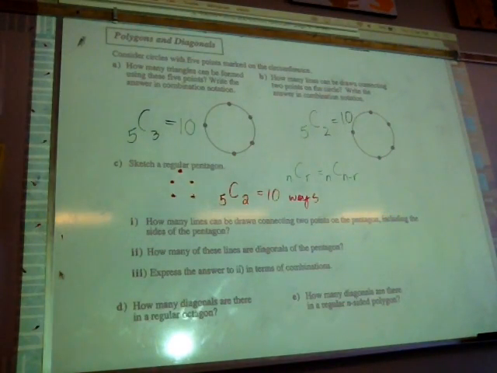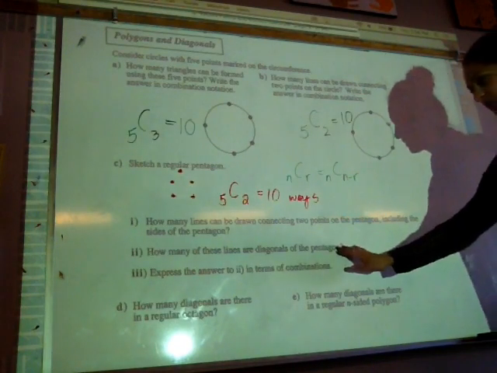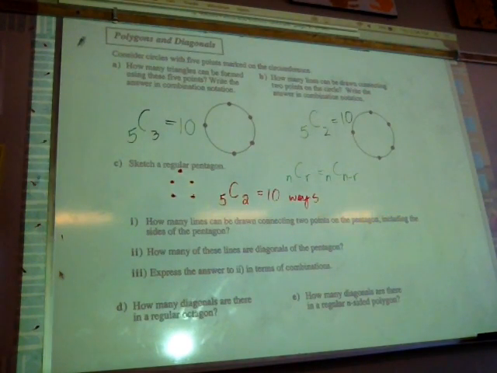Now, how many lines can be drawn connecting 2 points on the pentagon, including the sides of the pentagon? Oh, we just did that one, didn't we? Oh. Yeah, sorry. Part 2. How many of these lines are diagonals of the pentagon?